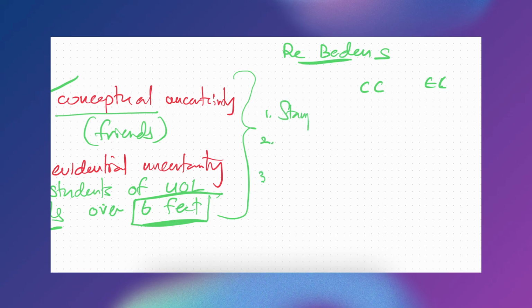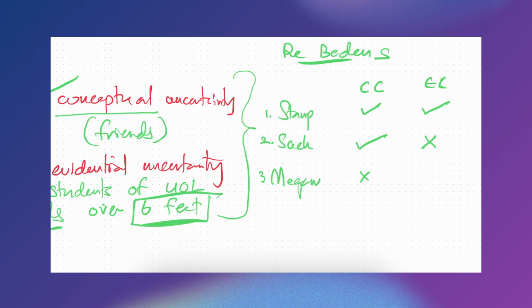Justice Stamp said conceptual certainty and evidential certainty are necessary for a trust to be valid. Judge Sash said conceptual certainty is essential, but evidential certainty is not essential. And finally, Justice McGaw said the trust can be valid even if there is no conceptual certainty or evidential certainty, provided there is a reasonable group of people who will fall into that category despite these uncertainties.